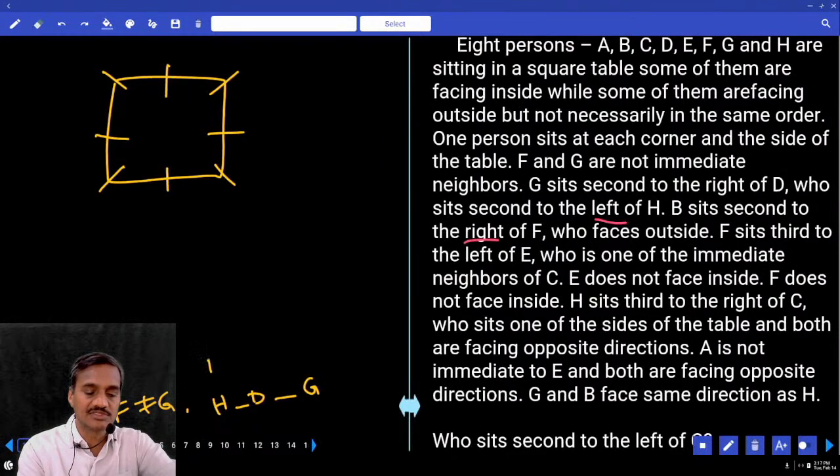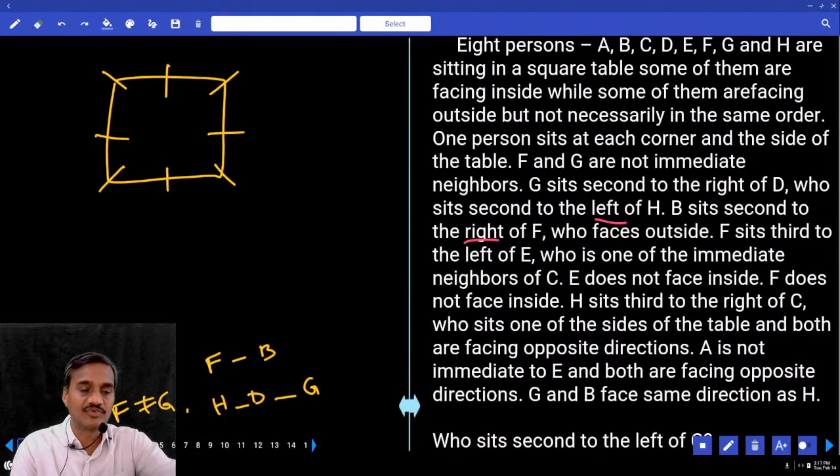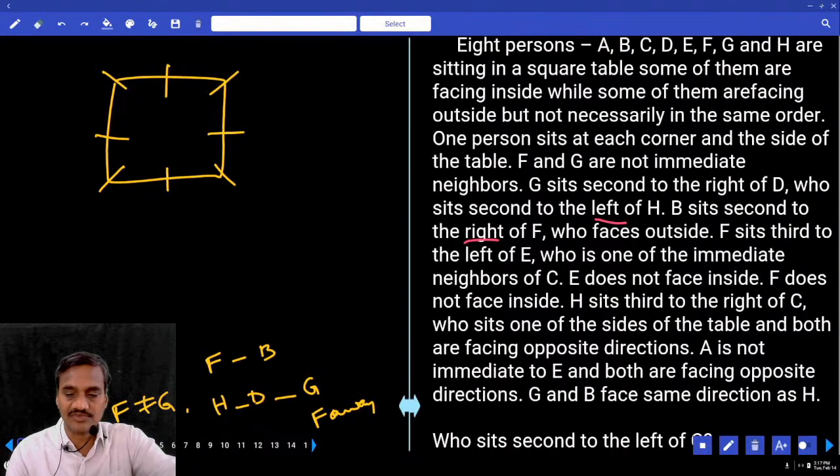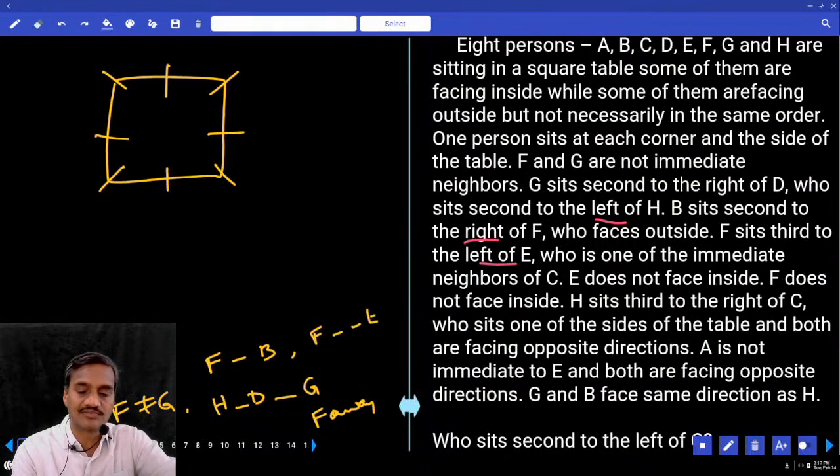B sits second to the right of F. Now B is seated second to the right of F. F is facing away from the center. Where is this F? F is away from the center. F sits third to the left of E. Now F is seated third to the left of whom? Third to the left of E.